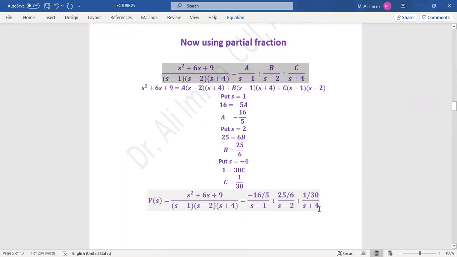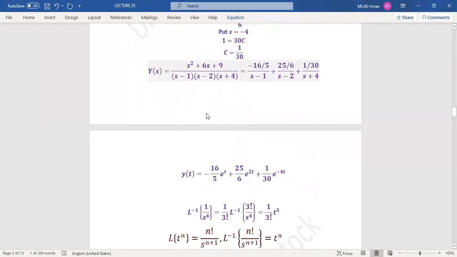Now we can easily find their inverse Laplace transform. So applying the inverse Laplace transform, we will have y of t is equal to minus 16 divided by 5 e power t plus 25 divided by 6 e power 2t plus 1 divided by 30 e power minus 4t.